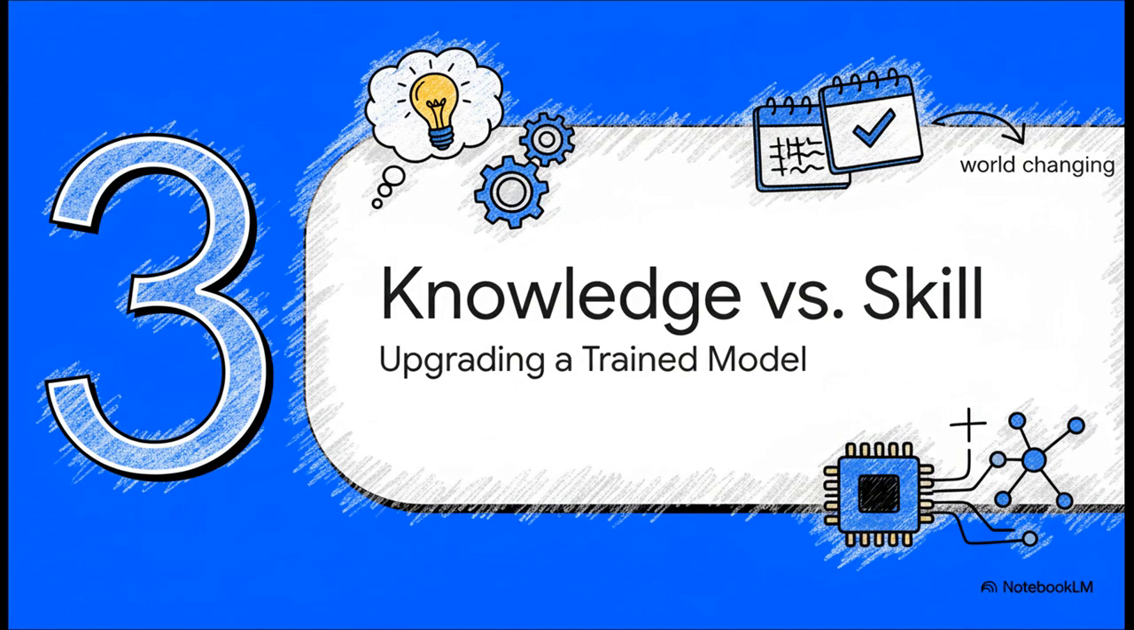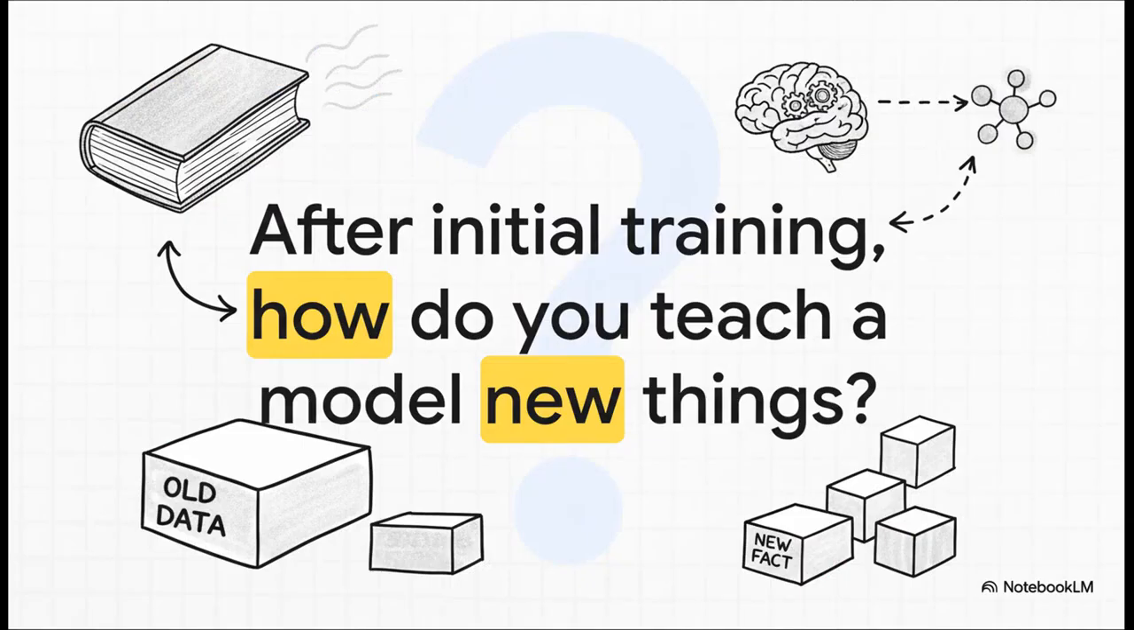So our model is trained. It's smart, but the world changes fast. This brings us to a really crucial question. How do we upgrade it with new info and new abilities without having to do that whole expensive training process all over again? Let's just put the question right out there, because this is one of the biggest challenges in AI today. After you've spent all that time and money on the initial training, how do you actually teach an old model new tricks or new facts?